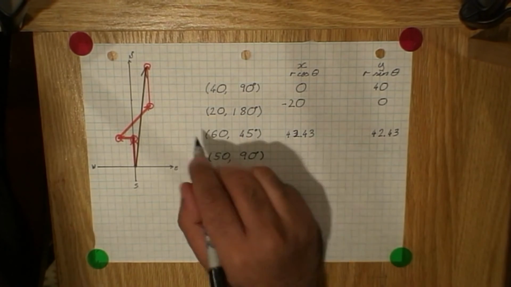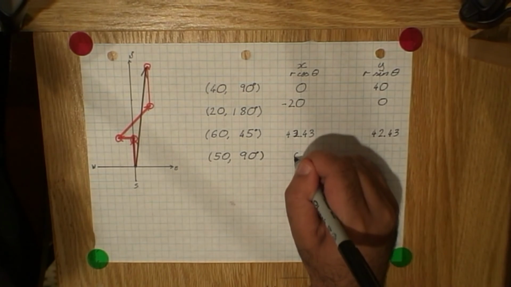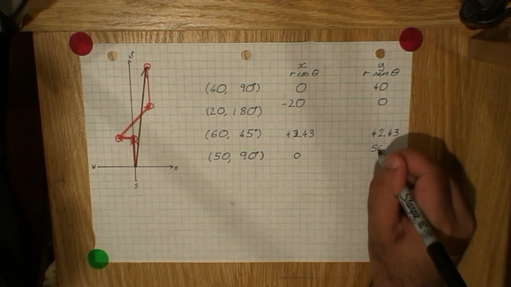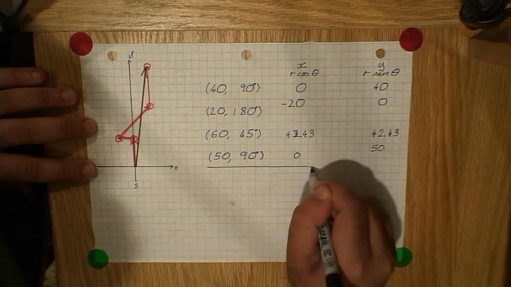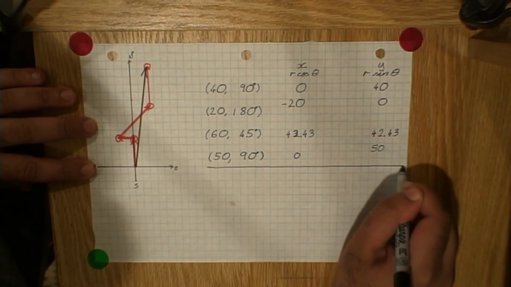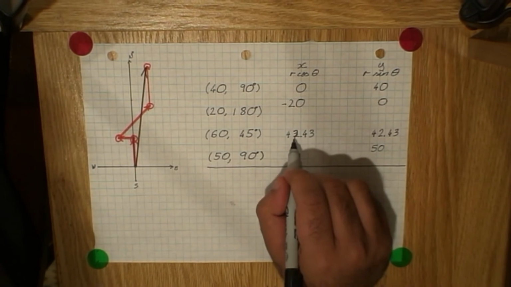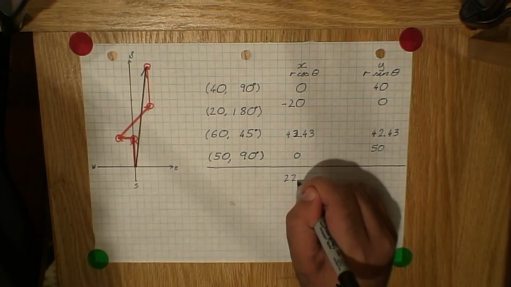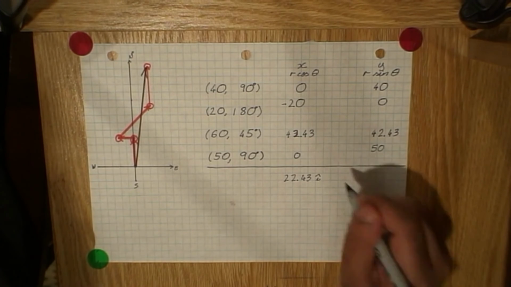Finally, 50 at an angle of 90 degrees. Cosine of 90 is 0. Sine of 90 is 1, so we just add 50 over here. And now we add all of these together. -20 plus 42.43, that'll give us 22.43. So that's our i hat.